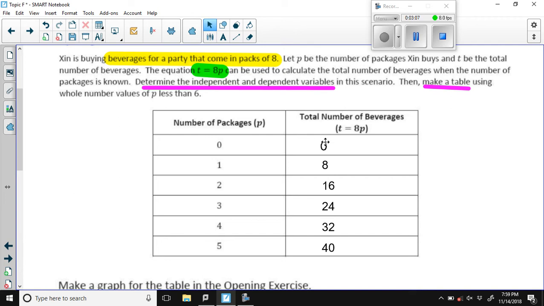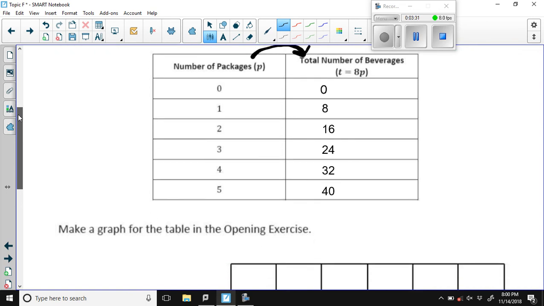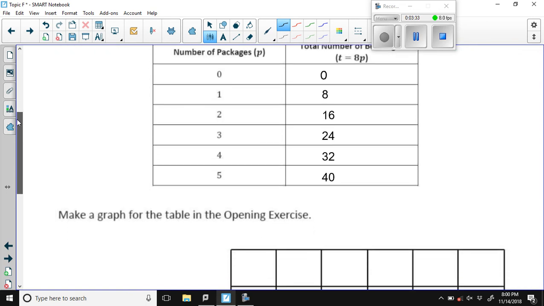So here's your pattern. The total number of beverages, T, equals 8 times the package. So the relationship between the independent variable and the dependent variable is times 8. Okay, so now we're going to go down here. We're going to use that table to help us make a graph. Our independent variable goes along the x-axis, and our dependent variable is going to go along the y-axis.